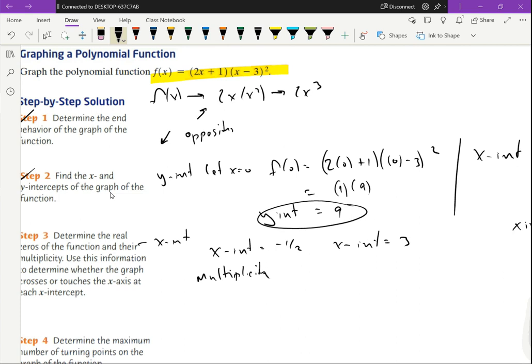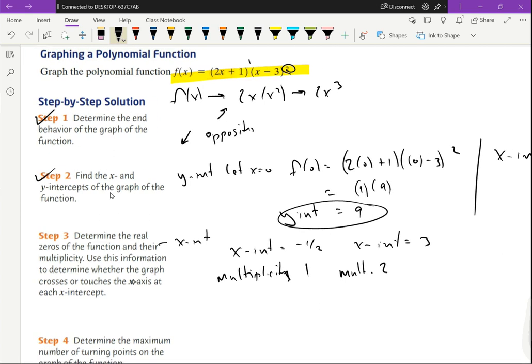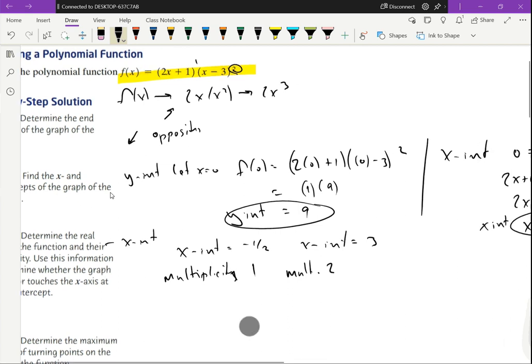So if we take a look at the original, this 2x plus 1 was to the power of 1, so this has a multiplicity of 1. Then we have the x minus 3 with the power of 2, so it has a multiplicity equal to 2. So what that means overall, when we want to figure out does it cross or touch the x-axis at each one, if we have an odd multiplicity, we go through the axis. If we have an even multiplicity, we touch the axis.